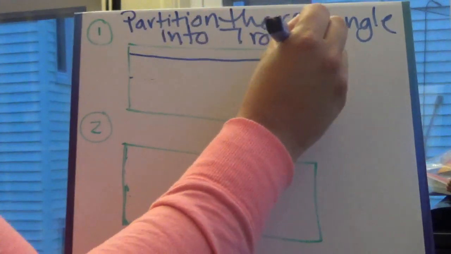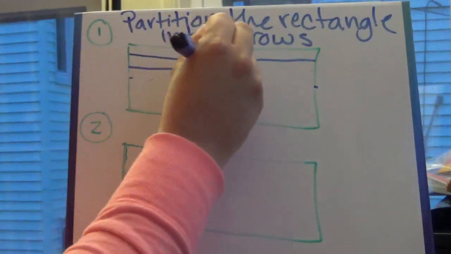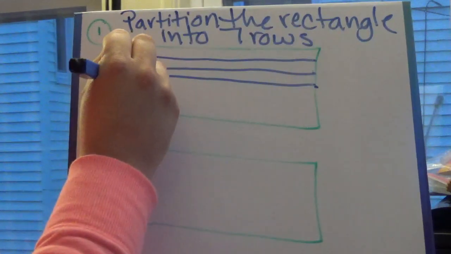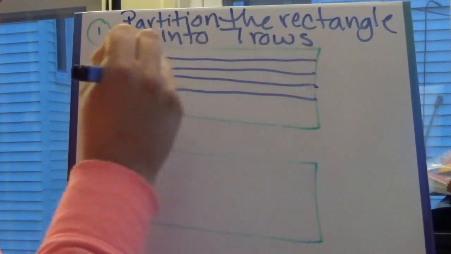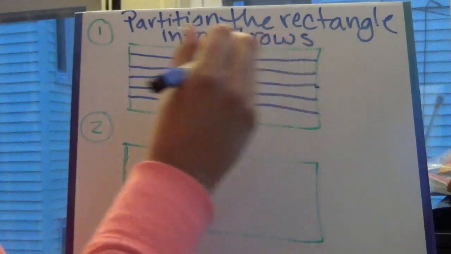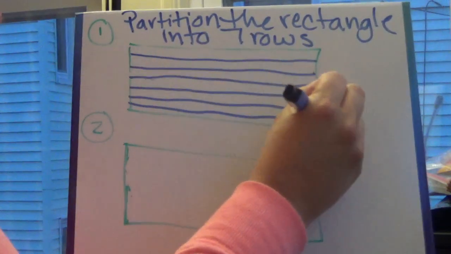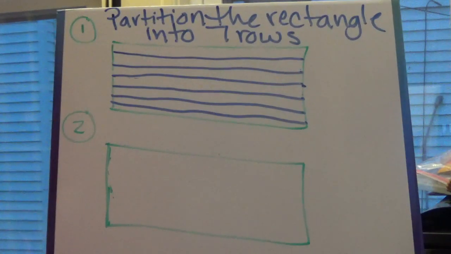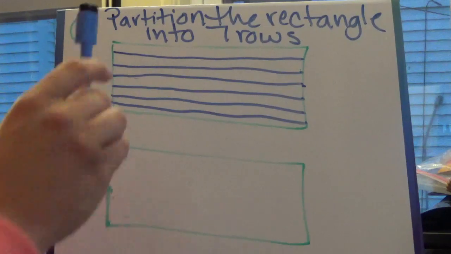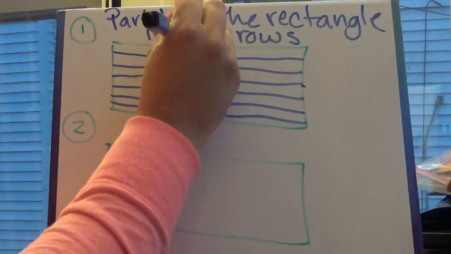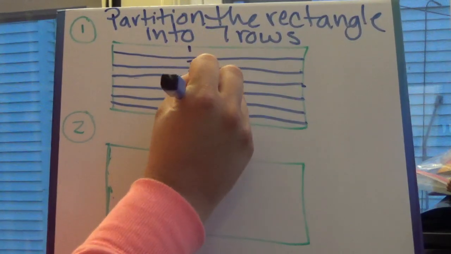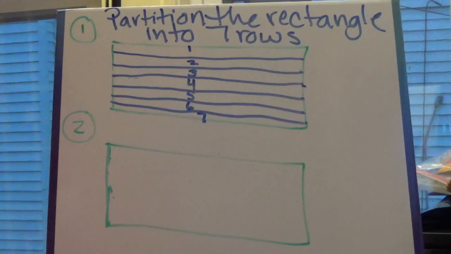So here we go. 1, 2, 3, as straight as you can, 4, 5, and 6. They're not the best lines I've ever drawn before, but as you can see here, I have, and I should label it, 1, 2, 3, 4, 5, 6, 7 sections when I divided this rectangle.